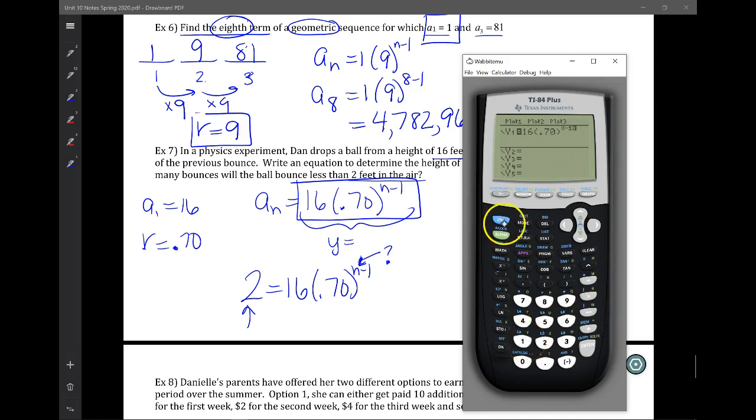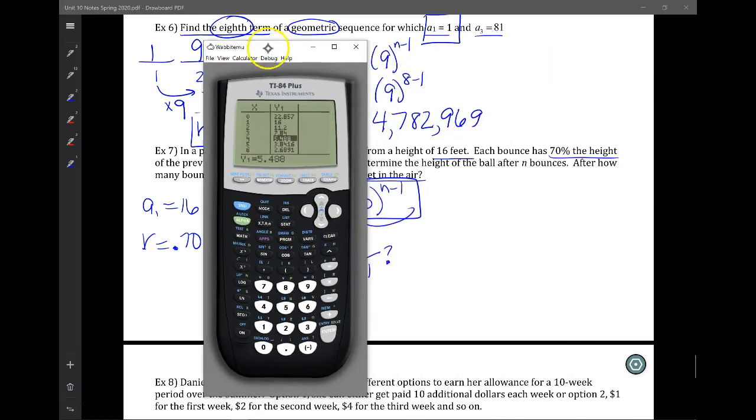Go to your table, so second graph, and what I would like you to do is, there it is, the value of the first term is 16, that's just like we said. That means after one bounce, it's at 11.2. After 2 bounces, it's at 7.84. After 3 bounces, the ball will be 5.4 something feet off the air. So it wants to know after how many bounces it will be 2 feet off the air.